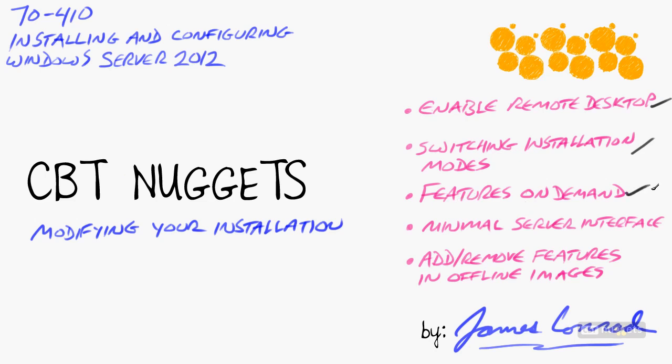We looked at features on demand, which is really more like removing features on demand. Because now, rather than just disabling a certain feature that you don't use, you can actually also remove those binaries and save yourself some disk space. Save yourself even more disk space by using the minimal server interface, which is kind of a compromise between Core and a full GUI, as we saw. We also saw that we could add and remove features in offline images.